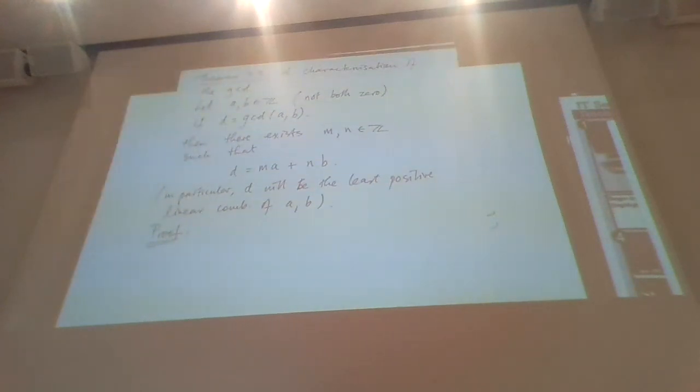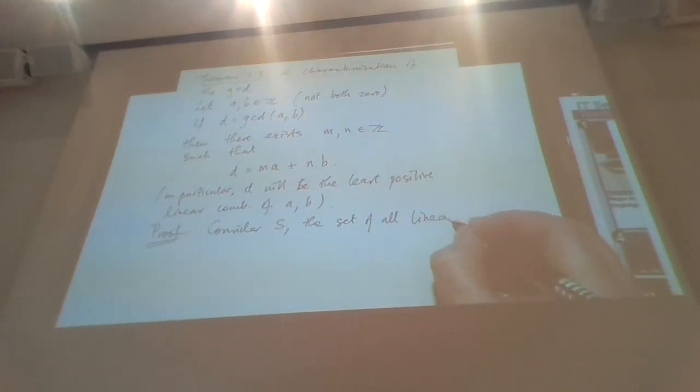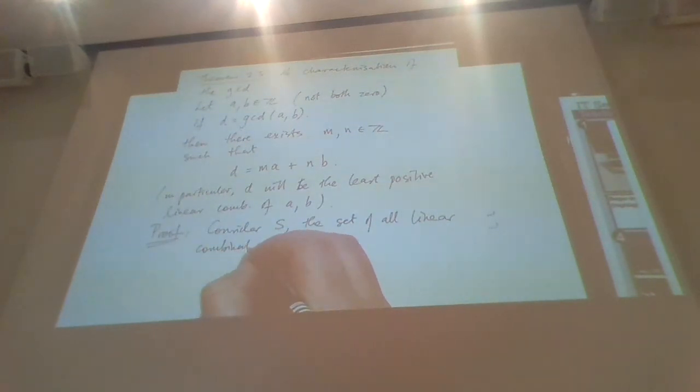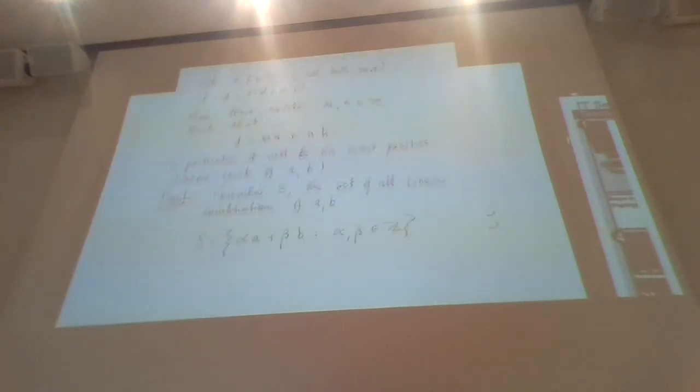which, remember, in the first chapter we said was equivalent to induction. The well-orderedness says that every set of positive integers has a least element. So the set we consider, S, is the set of all linear combinations of A and B. So it's the set of everything you can write as alpha A plus beta B. The only restriction is that alpha and beta, the coefficients, are integers.